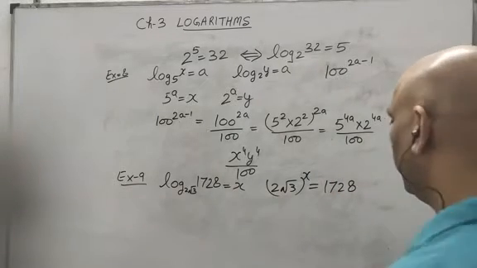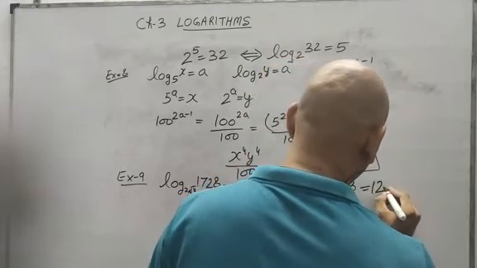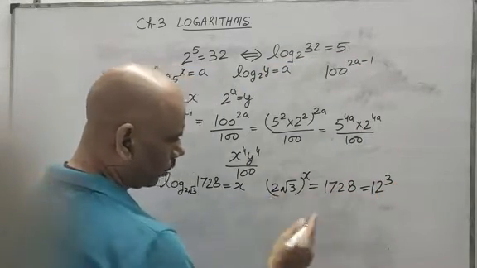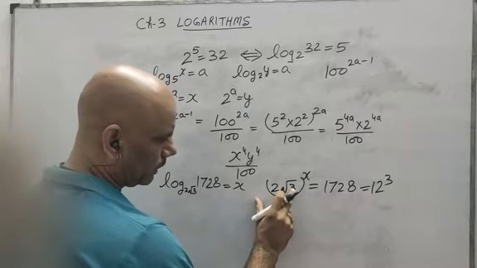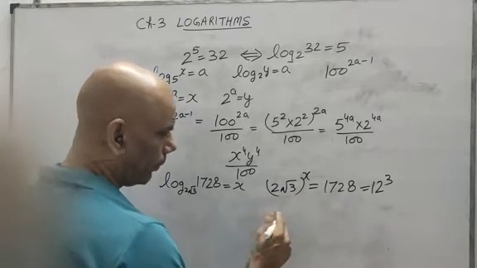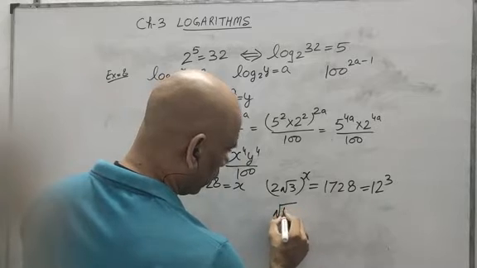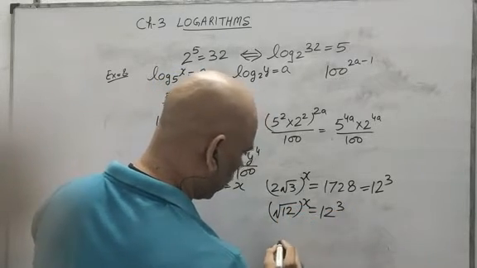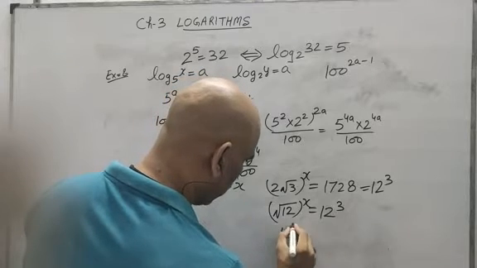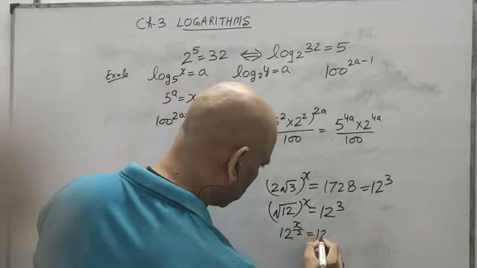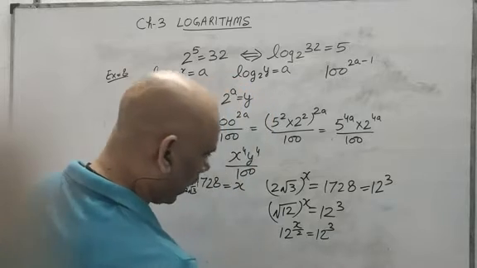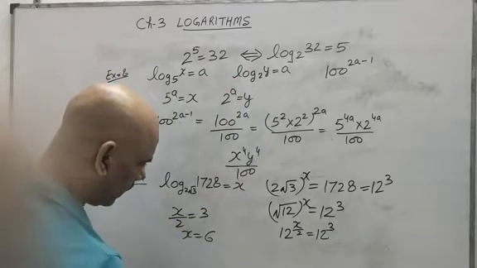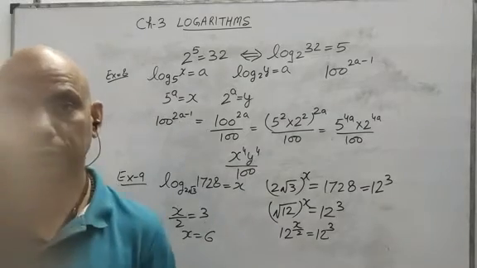And what are the factors of 1728? This is the cube of 12. And you will be surprised to know that when the 2 goes inside the root, it will become root 12. That is 12 to the power 3. So 12 to the power x upon 2 is equal to 12 to the power 3. Now comparing the powers, x by 2 is equal to 3, and in the end x is equal to 6.